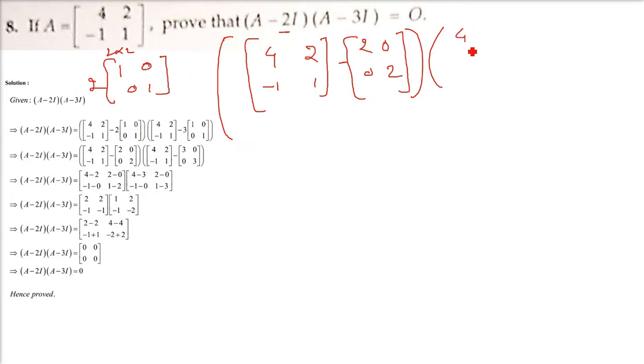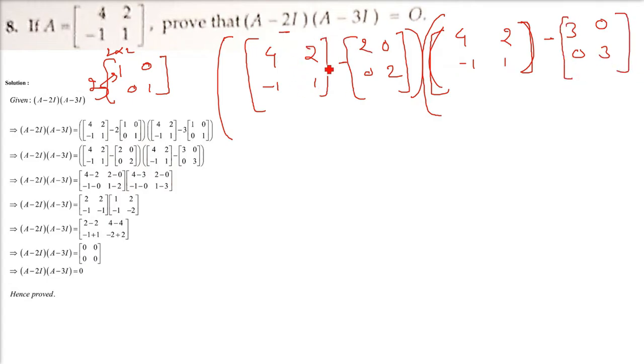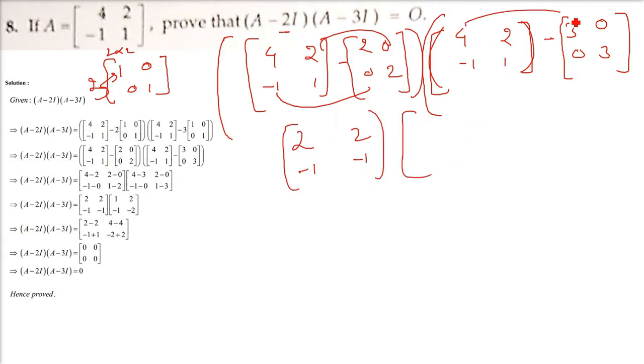That is 4, 2, negative 1, 1. And now you have to multiply it by 3. 3I. So you get 3, 0, 0, 3 like this. Okay. 4 minus 2 is 2. 2 minus 0, 2. Minus 1 minus 0 is negative 1. 1 minus 2 is negative 1. And the next one. 4 minus 3, 1. 2 minus 0, 2. Minus 1 minus 0, minus 1. 1 minus 3 is negative 2.